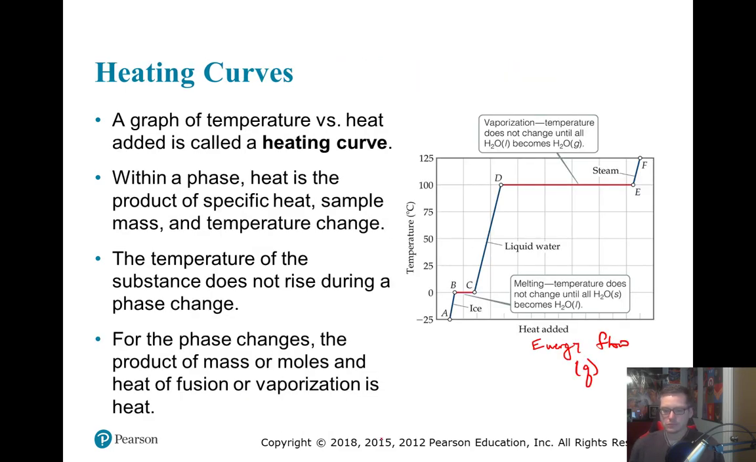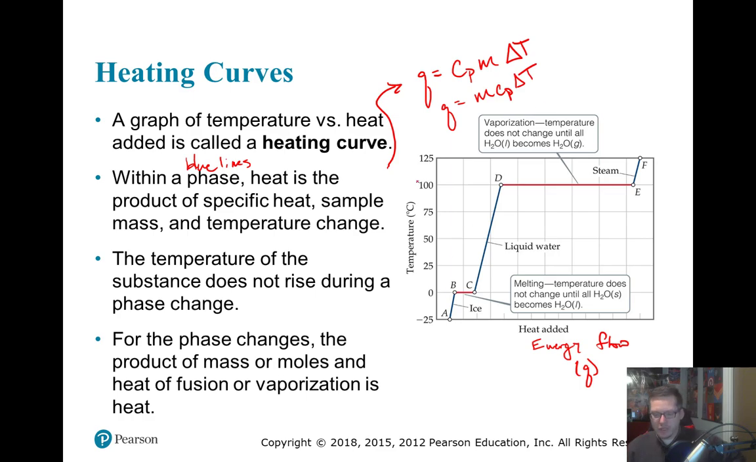All right. Now, a couple other things we need to make sure we understand. When within a phase, so that's the blue lines, okay? So maybe we'll mark that, blue lines. The heat is the product of specific heat, sample mass, and temperature change. Well, let's add that here. So heat, okay? Heat is Q, and that's the product of the specific heat, so specific heat, CP, times the mass of the sample times the temperature change, delta T. Now this should look really familiar to you. That's your Q is equal to, we can just rearrange this, M CP delta T, our MCAT.